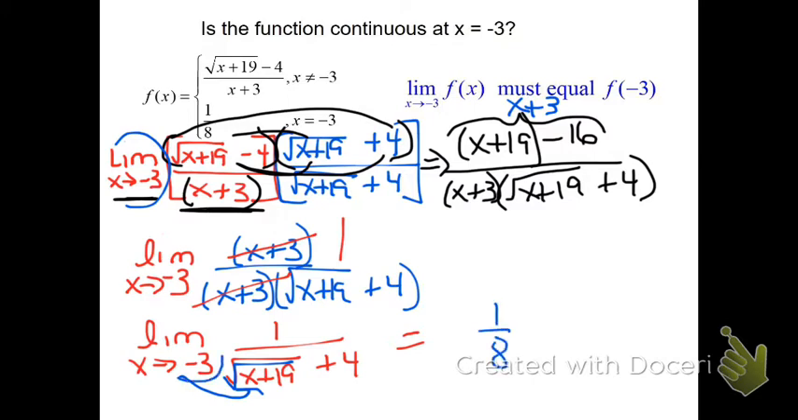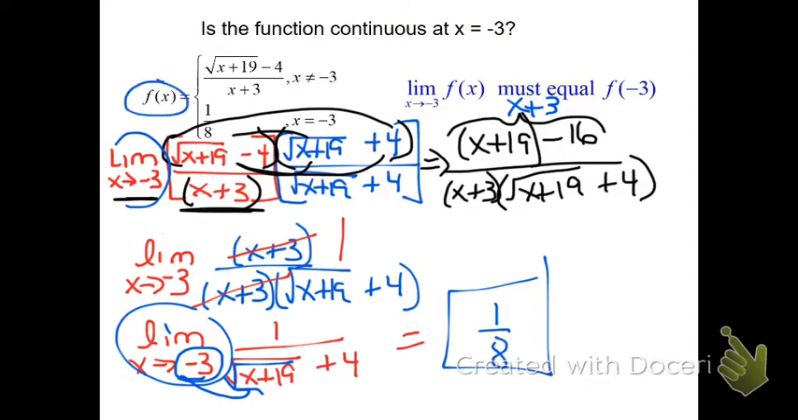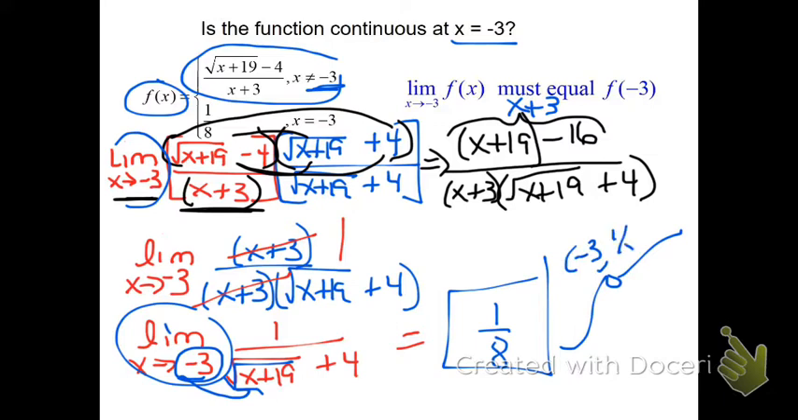And remember, once you plug in the negative 3, once you evaluate the limit, now this limit symbol goes away, and this is what I get. Now, what the heck was the point of all of this? Go back and read the question. Is this function that has two pieces, is this function continuous at negative 3? Well, this piece has a hole in the graph, and the coordinates of that hole are negative 3, 1/8.